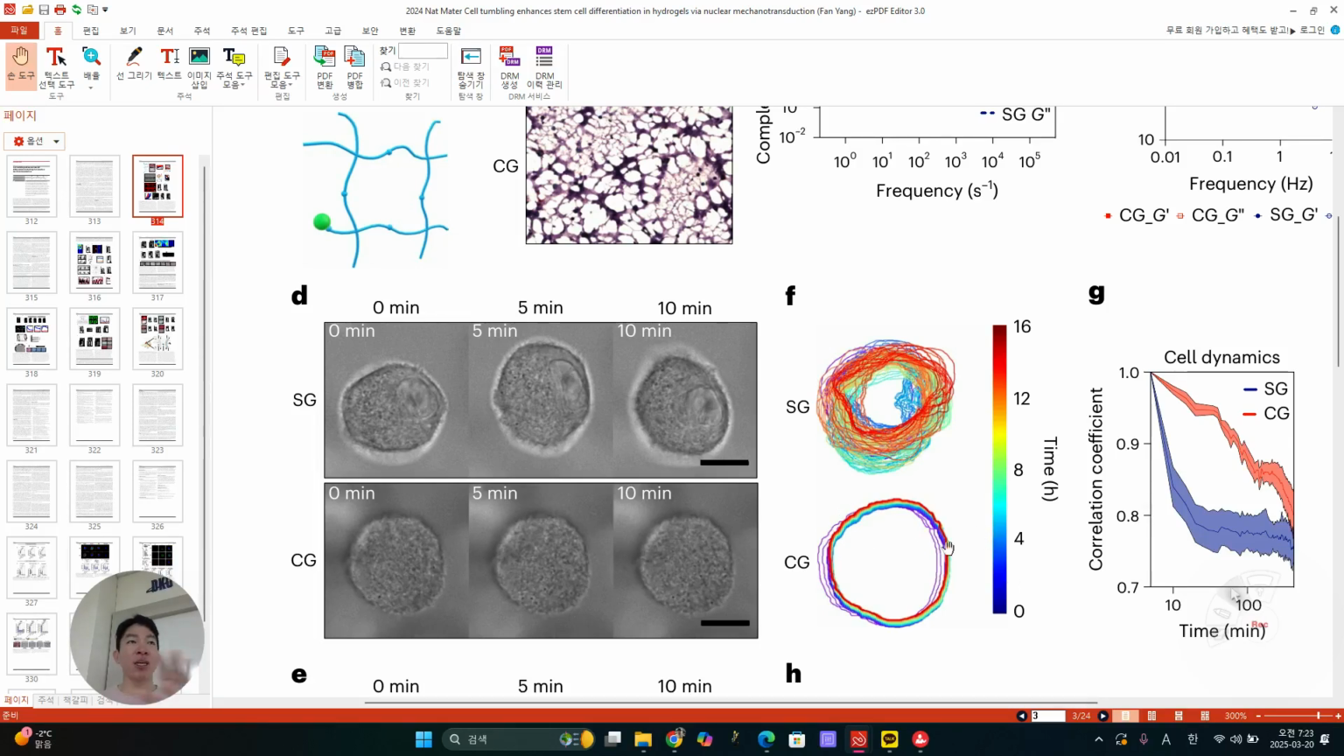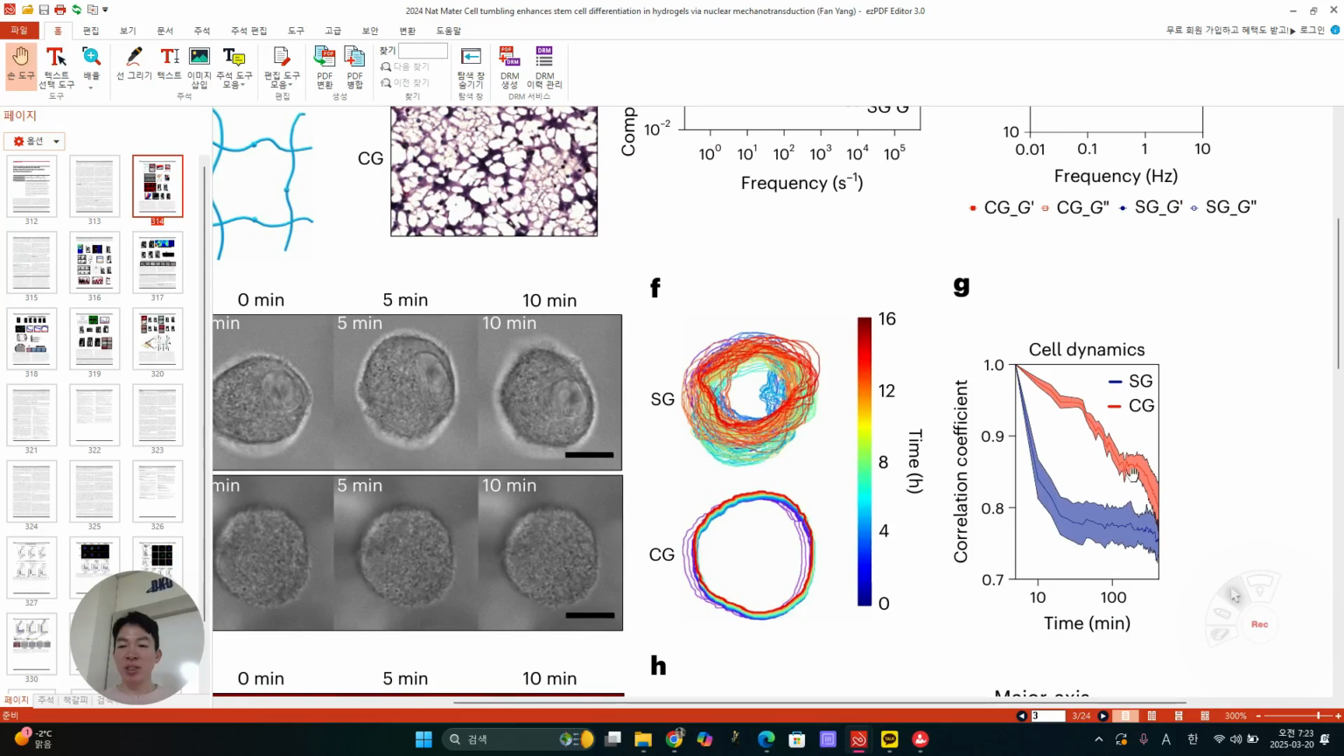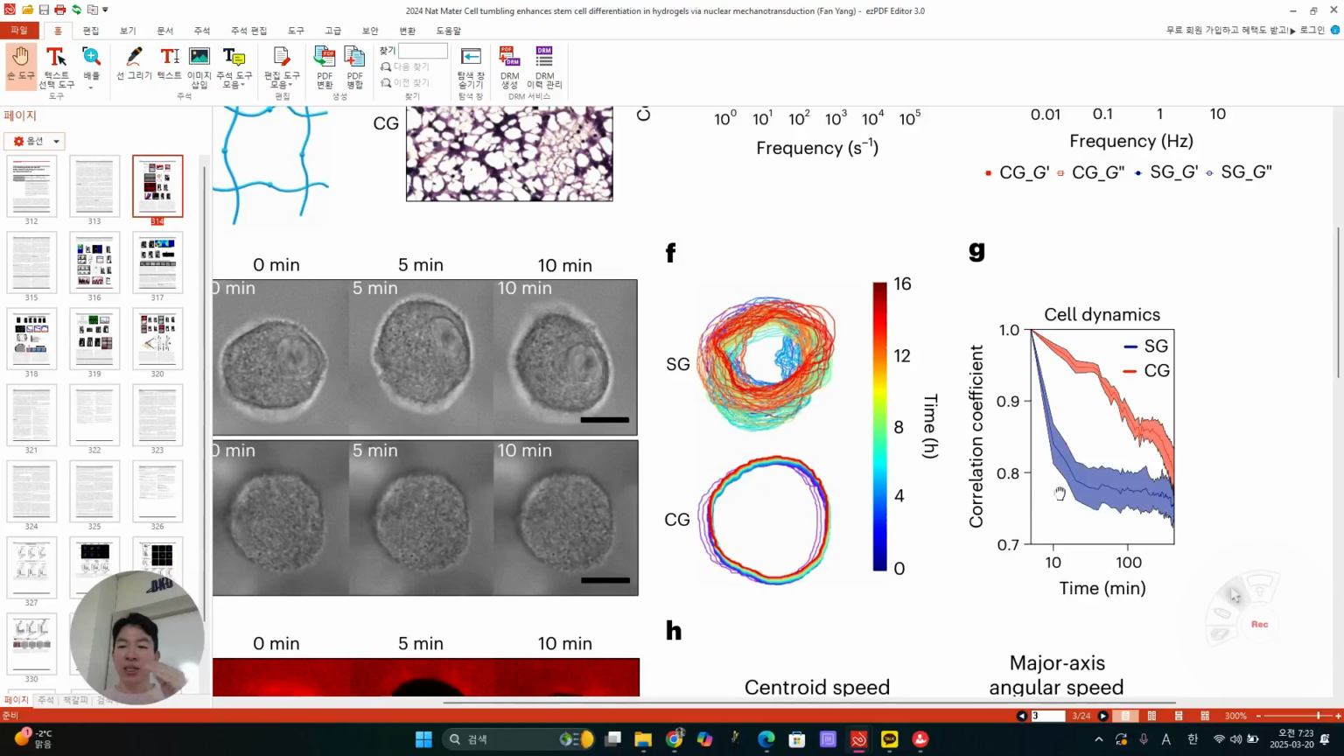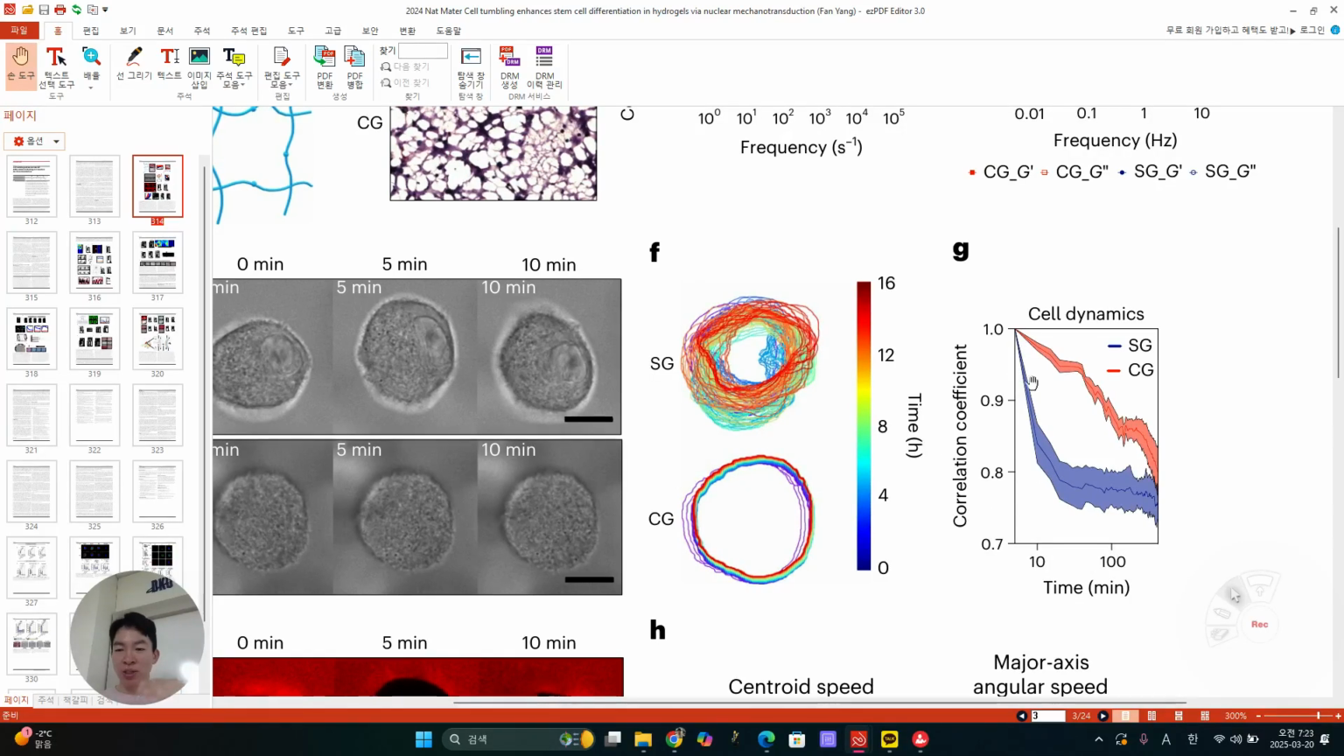CG, they almost maintain, because this is an elastic gel, so the stress is not relaxing. So the cell cannot move freely. But in SG, even though this is an elastic gel, they can slide, so the cells can move a little bit. Very heterogeneous. And that is their quantification of cell dynamics. Over time, this dynamics goes down, but the cell dynamics in SG is always higher compared to CG.